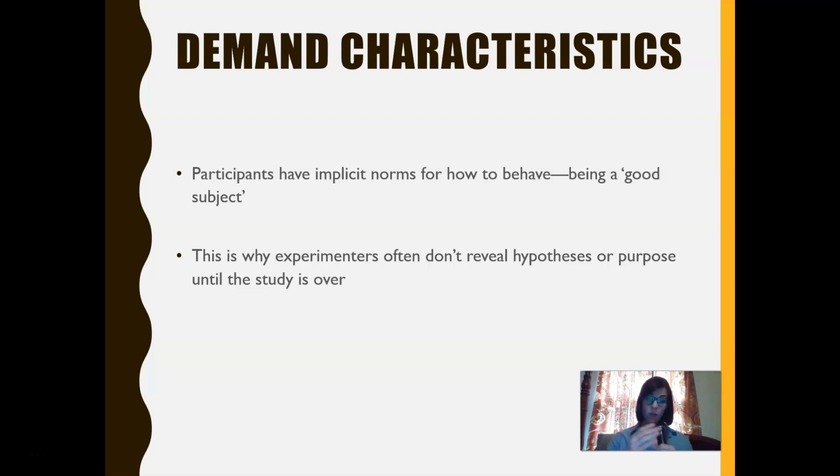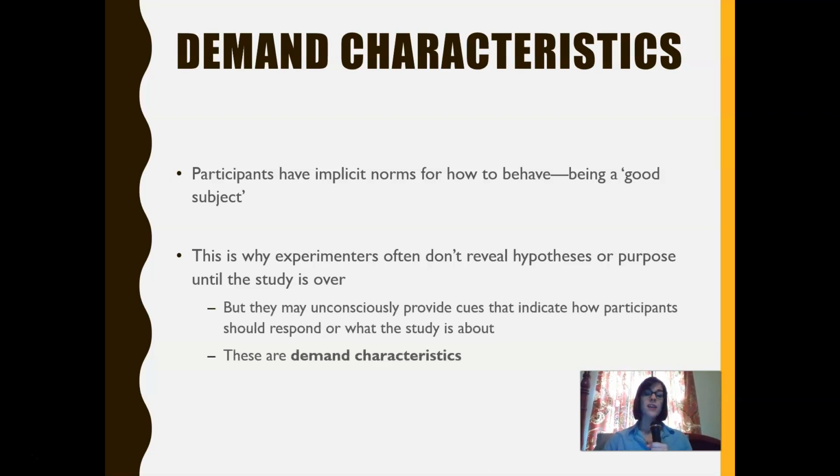Rather, what you are seeing are what are known as demand characteristics, which kind of go hand in hand with expectancy effects or observer bias. If you already know what kind of data you're looking for, if you already know what your hypothesis is, then you expect your participants to behave in a certain way. And you might send them signals for how they should behave. And here's the thing. Participants do have implicit norms for how to behave. Generally, they want to be a good participant or a good subject. So they are unconsciously going to behave in ways that kind of help you out.